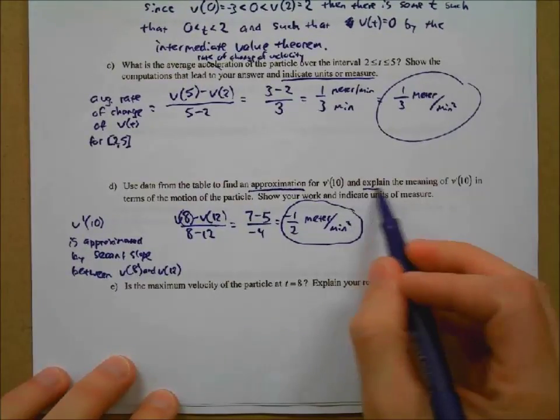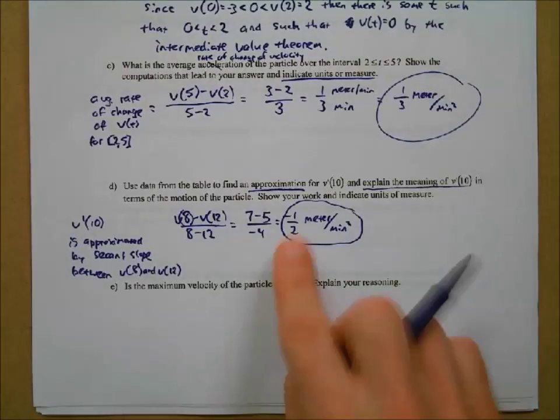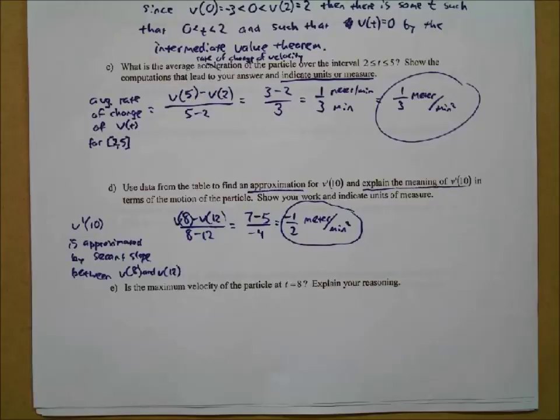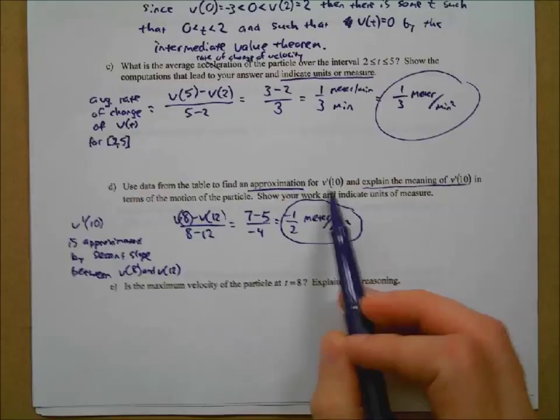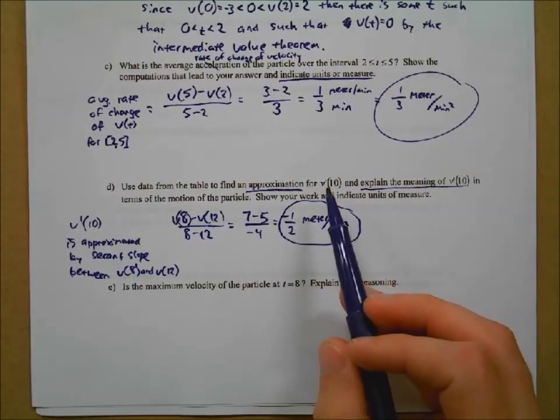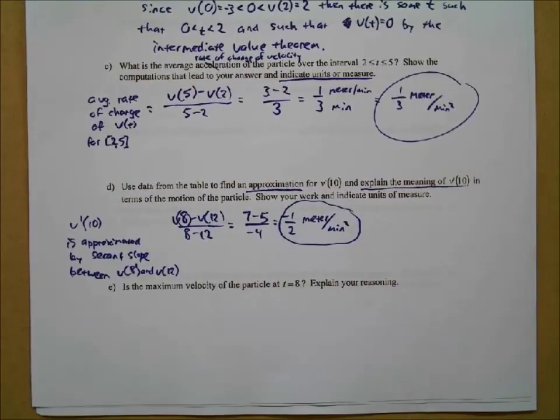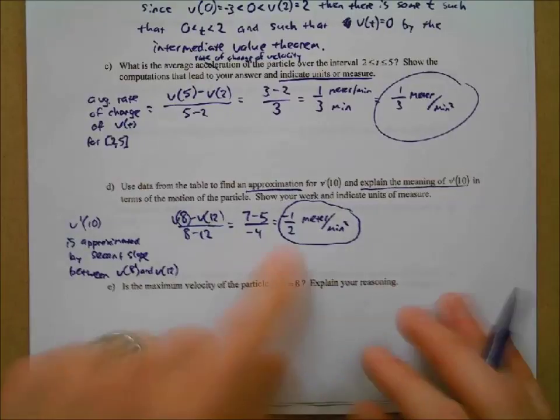Explain the meaning of v prime of 10 in terms of the motion of the particle. Okay? What is this negative 1/2 telling us about the motion of the particle here? Again, we're approximating v prime. We just said that v prime is another name for the what? Acceleration. So what is this telling us? The acceleration at t equals 10 is approximately negative 1/2, okay?